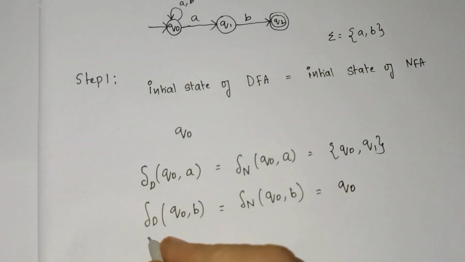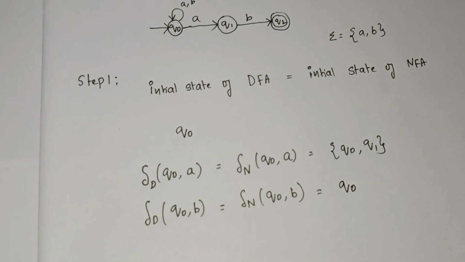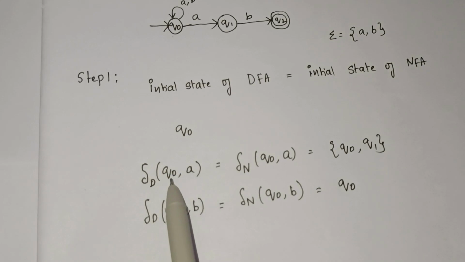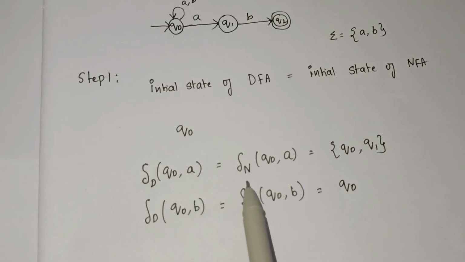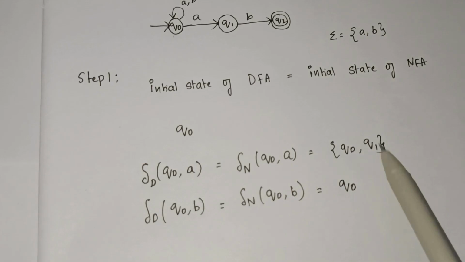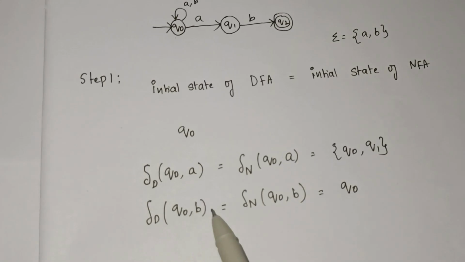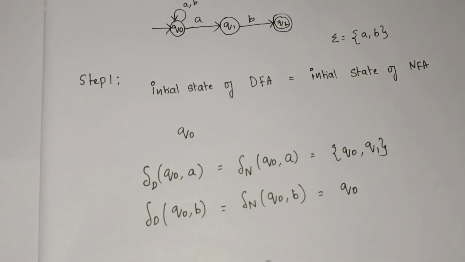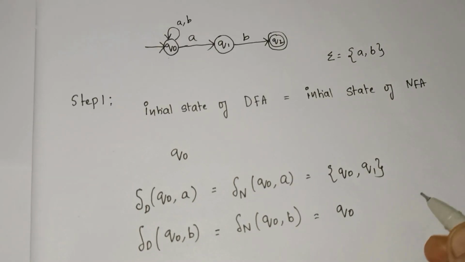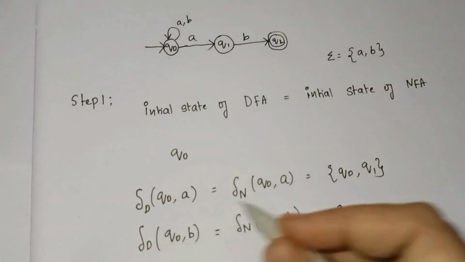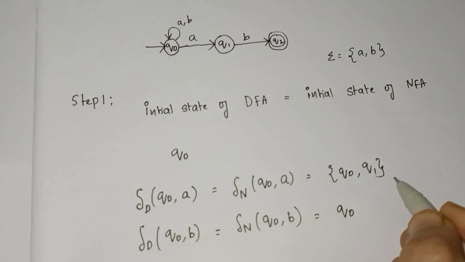So this is the first step. Step 1: the initial state of the DFA is the initial state of the NFA. So we have taken Q0. The transition delta D of Q0 on A equals the NFA's Q0 on A, which is Q0 Q1 according to the design. Next, delta D of Q0 on B is only Q0. So the next step is to take these states. Now Q0 on A is Q0 Q1.